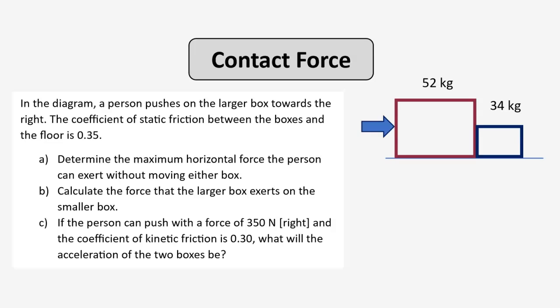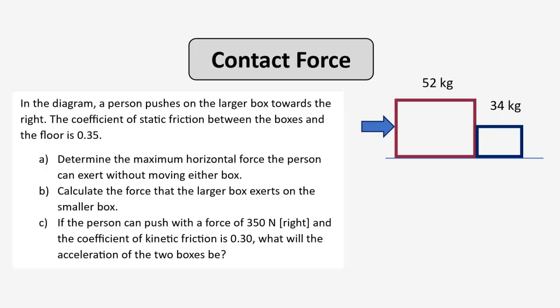This question is about a contact force and says this. In the diagram, a person pushes on the larger box towards the right. You can see that represented by the arrow. The coefficient of static friction between the boxes and the floor is 0.35. Determine the maximum horizontal force the person can exert without moving either box.